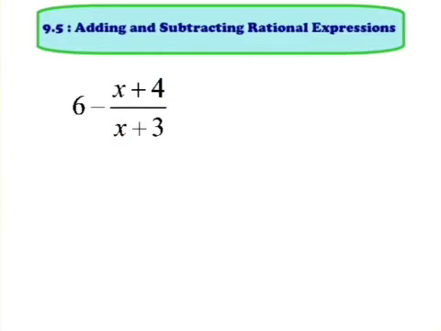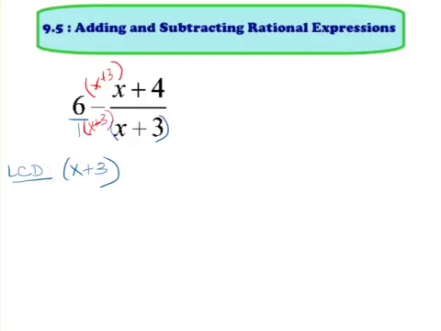Here's an example where we don't have a common denominator again. So what I'm going to do is identify my lowest common denominator. Well, 6 is not a fraction, so I'm going to put it over 1. And so my common denominator here should be x plus 3. I already have the common denominator in the second fraction, which means I need to multiply the 6 to get my common denominator. So I'm going to multiply by x plus 3 on the top and on the bottom. I have to do the same thing on the top and the bottom. And now I'm ready to combine my like terms, simplify, and do my subtraction.